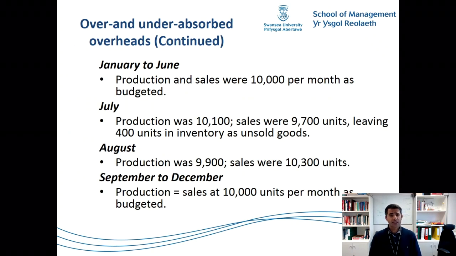Now, from January to June, production and sales were 10,000 units per month as budgeted. So there's no issues here. Production and sales were equal from January to June. There is no problem here, so we need to ignore this, please. Now let's come to July then.